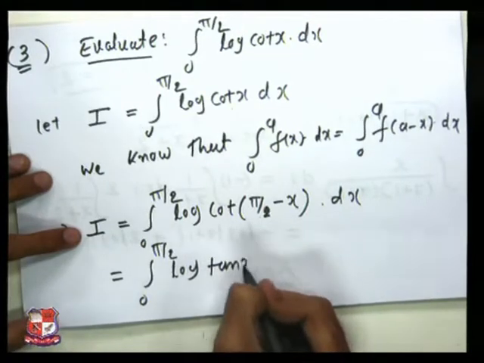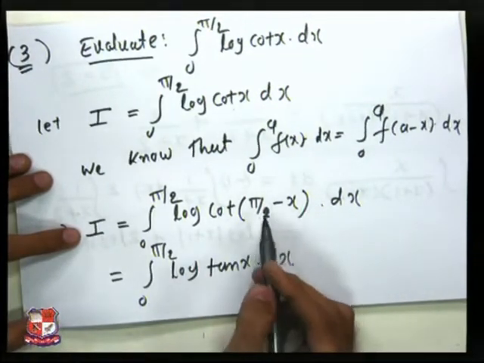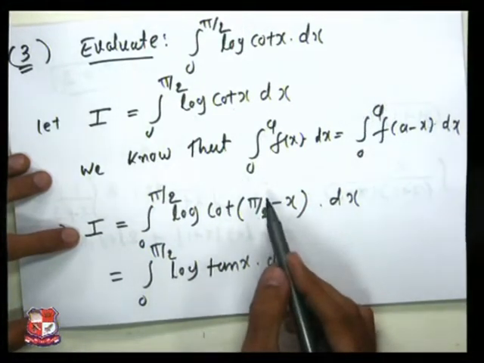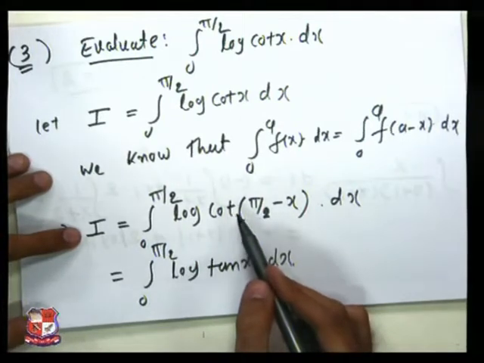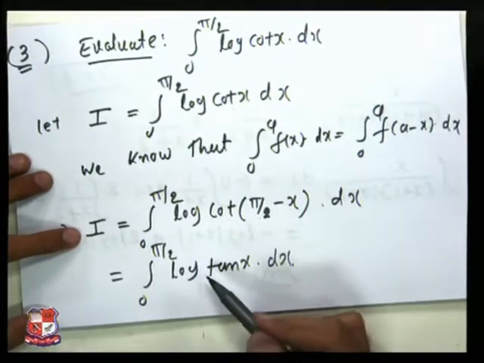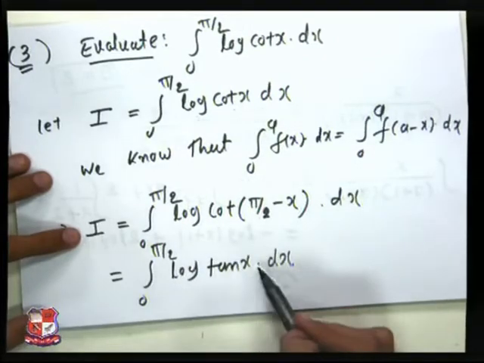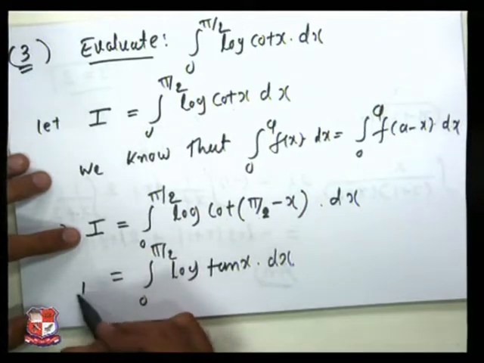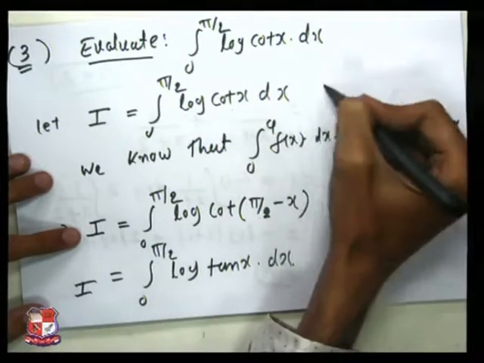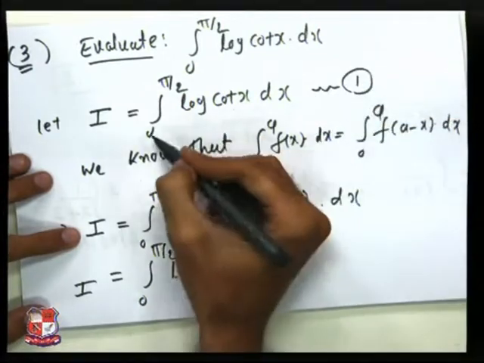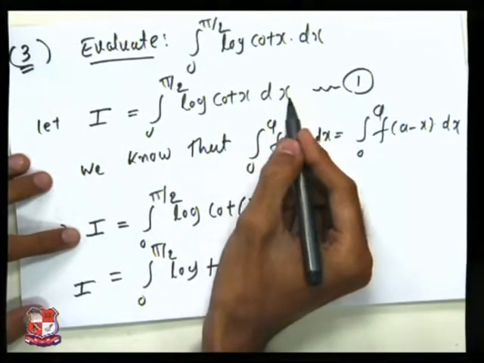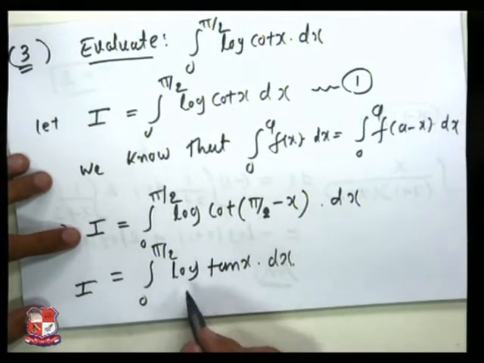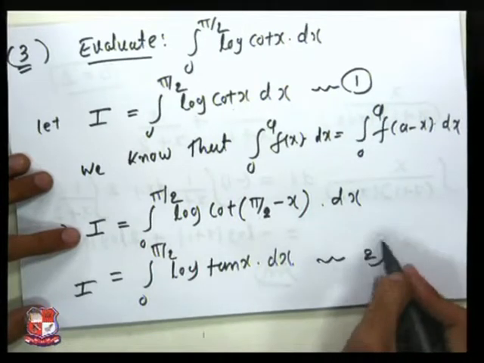So that is tan x into dx, because pi by 2 minus x will be in the first quadrant, so the sign is positive, and pi by 2 here, so we will put the tan x. So our answer is integral 0 to pi by 2 of log tan x, because cot (pi by 2 minus x) is equal to tan x. This is I. Okay, so in the starting we have taken I is equal to integral 0 to pi by 2 of log cot x dx, and after all we have got I is equal to integral 0 to pi by 2 of log tan x dx. This is equation number 2.